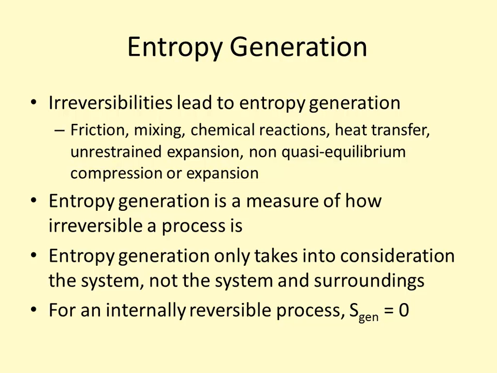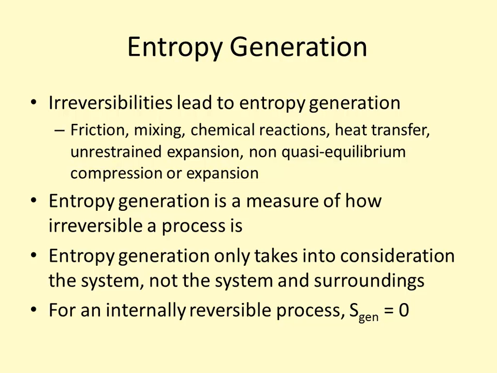Okay, so now let's talk about entropy generation. And we've mentioned before that irreversibilities in the system will cause more entropy to be generated. So a list of some of those: friction, mixing, chemical reactions, heat transfer, unrestrained expansion, non-quasi equilibrium compression or expansion. Okay, these are all things that we can imagine will cause our system to be less efficient. So they will add entropy to the system, or entropy will be generated due to the irreversibilities. And again, this entropy generation term is a measure of how irreversible that system is. So the greater the entropy generation, the greater the irreversibilities within the system.